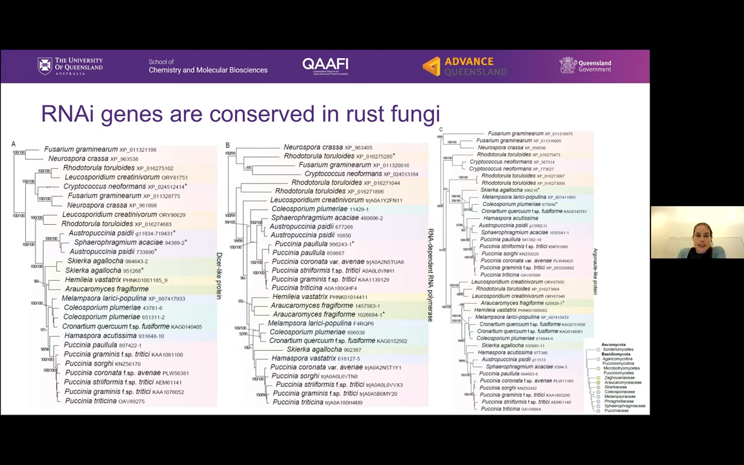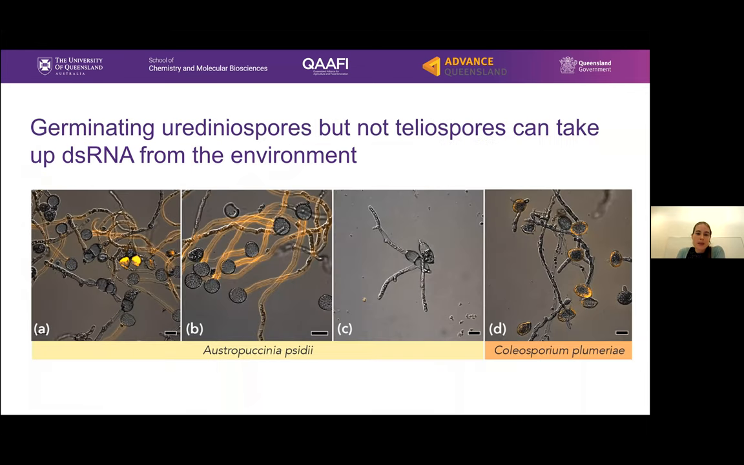So this led us to think that hopefully these genes were functional and that these rusts would actually have functional RNAi pathways. So the next step was to see whether the rust spores could actually take up double-stranded RNA from the environment. Because the idea is that you spray plants with the double-stranded RNA. So we wanted to know whether rust spores that would land on the surface of the plants would be able to take up that RNA, which would then trigger that RNAi pathway. So we labeled some double-stranded RNA with Cy3 nucleotides. So they fluoresce orange here.